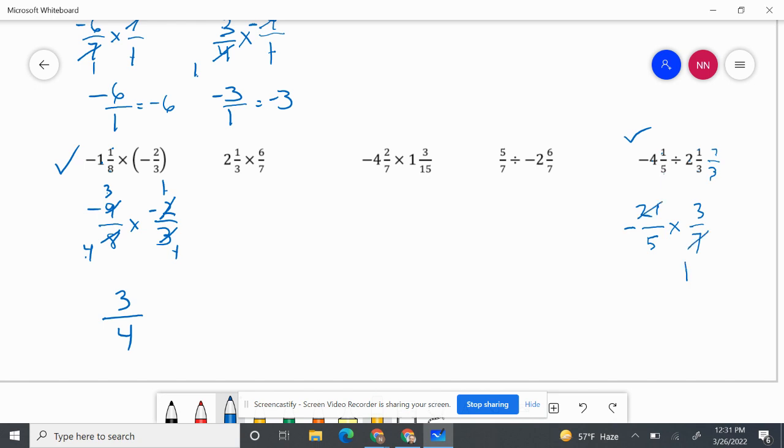7 goes into 21 3 times. 7 goes into 7 one time. 3 times 3 gives me a 9. 5 times 1 gives me a 5. Negative times a positive, of course, is a negative. 5 goes into 9 one time, so it's negative 1. And then there's a remainder of 4. And that would be my answer.